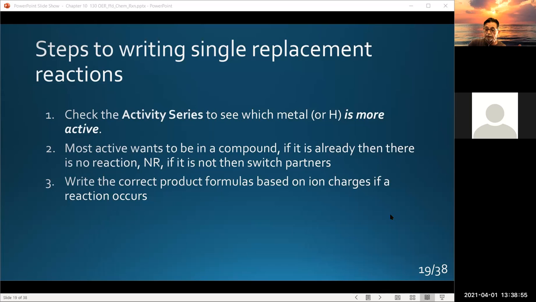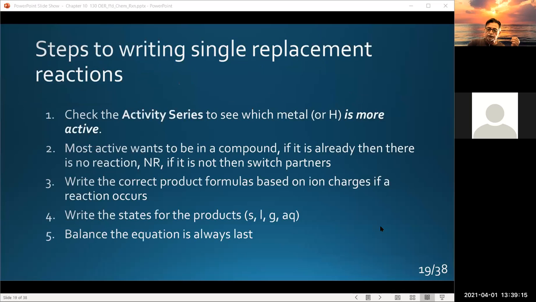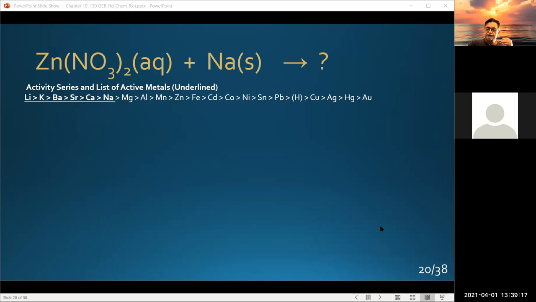And then we write the correct product formulas, and we make sure the new ionic compound we make, we put those first in ions so we can put them together in the proper ratio. Okay. Then of course we add the states for whatever they are. And then of course we balance it. All right. So let's take this reaction here.